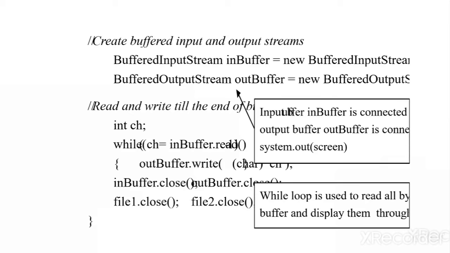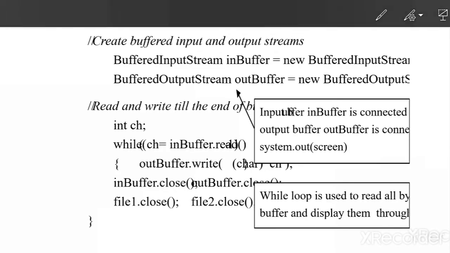Next, the program now creates an input buffer named inBuffer and connects it to file3, and creates an output buffer named outBuffer and connects it to System.out that represents the screen. It then uses a while loop to read all the bytes in the input buffer and displays them through the output buffer. The entire process of concatenation, buffering and displaying the content of the two independent files is illustrated in the next slide.